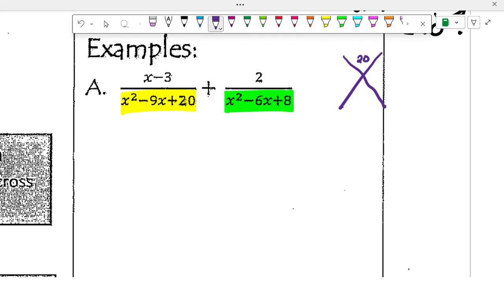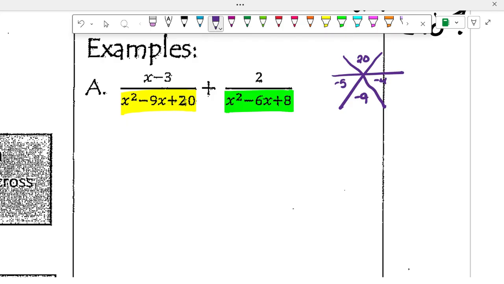20 on top, because that's 8 times C. What goes on the bottom? Negative 9. And what are two factors of 20 that add to negative 9? Dylan, help him out. Negative 5, negative 4. Good.